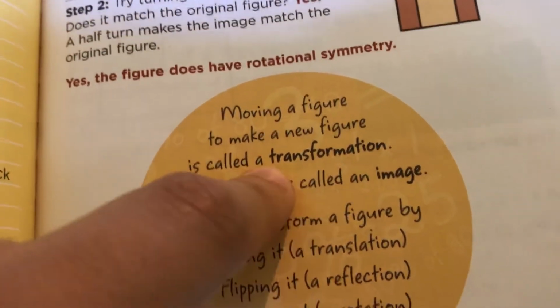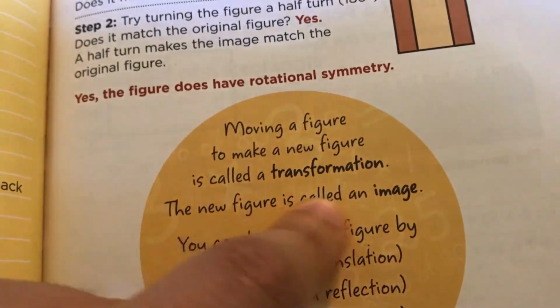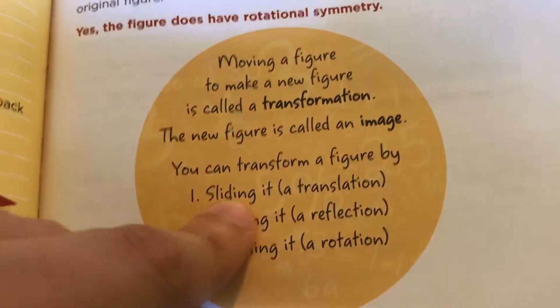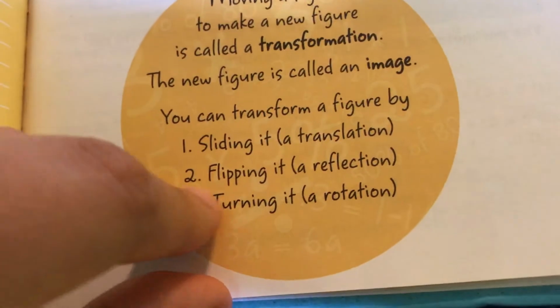Moving a figure to make a new figure is called a transformation. The new figure is called an image. You can transform a figure by sliding it, translation, flipping it, reflection, turning it, rotation.